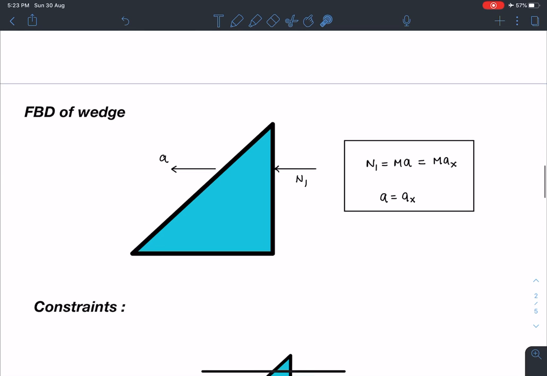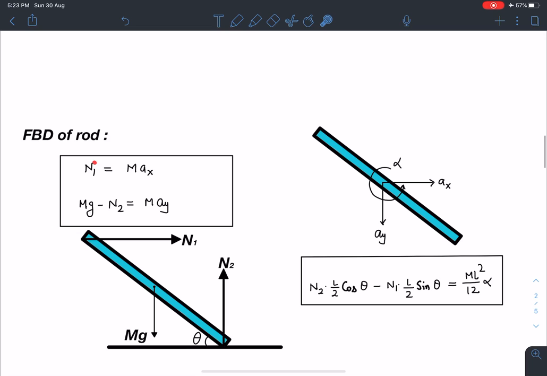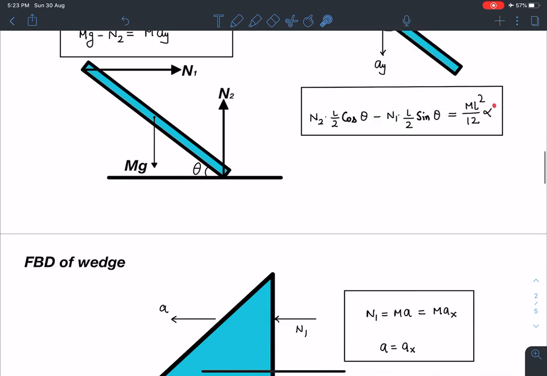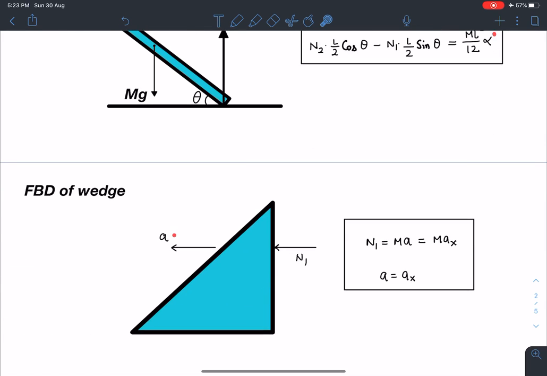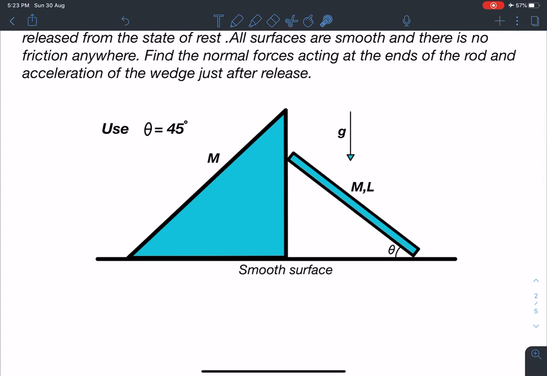So next, if you see here, the number of unknowns we have is N1 is one unknown, AX 2, 3, 4, 5, and this is 6 unknowns, and we are having 4 equations, so we need 2 more equations. Those 2 equations I'll be getting from the constraint relation, which I'll be writing at these 2 contact points.